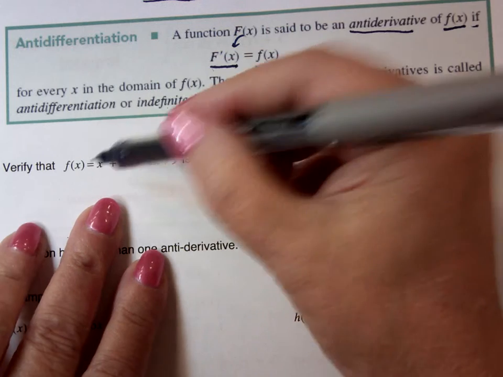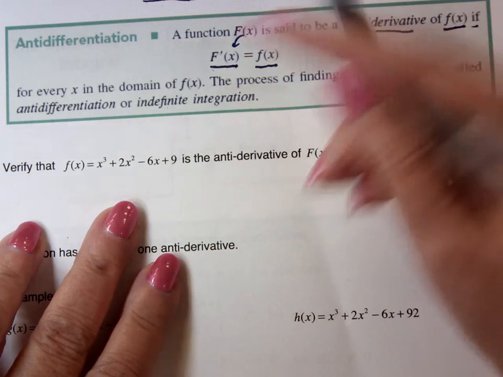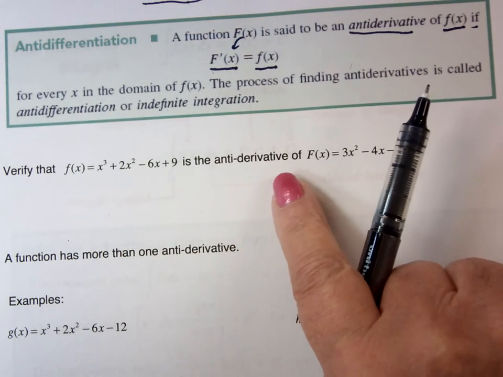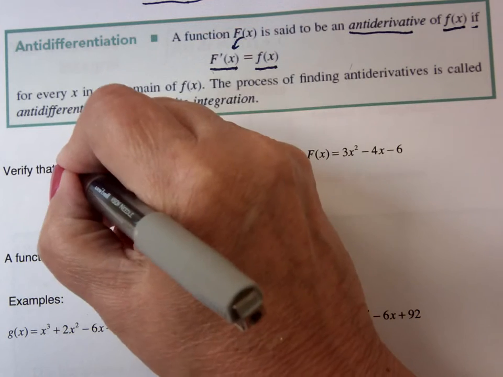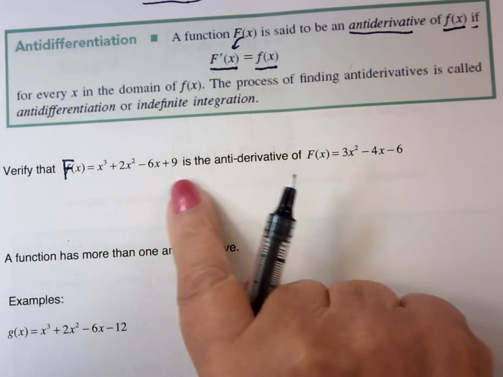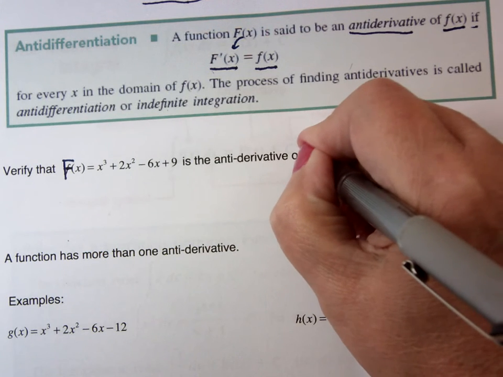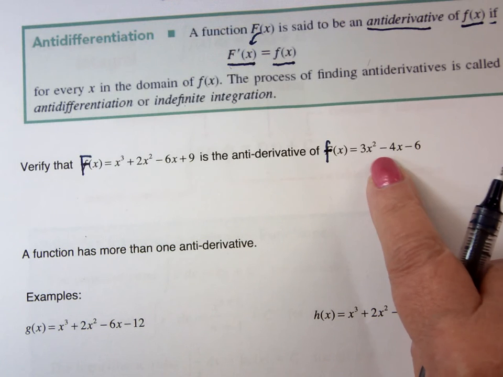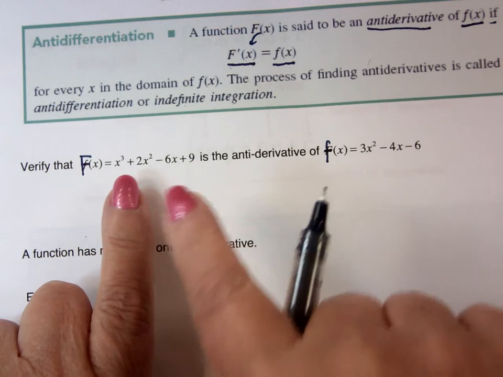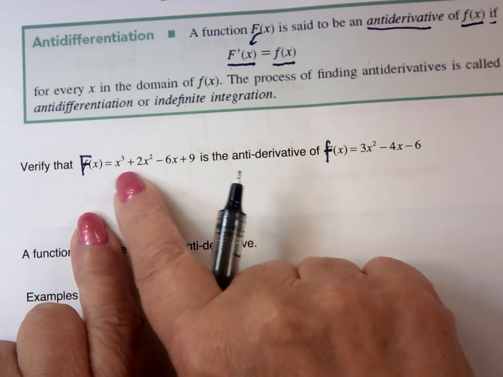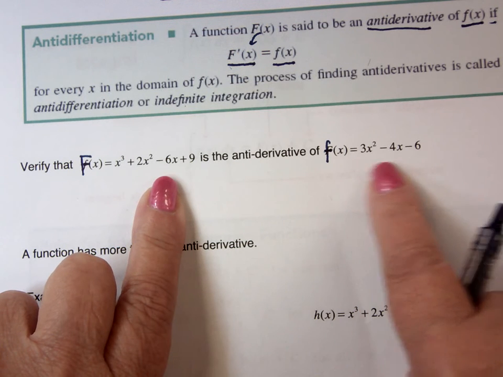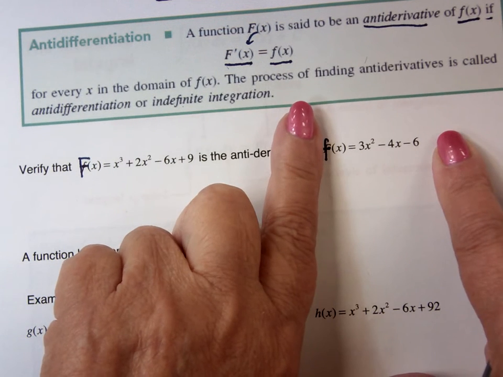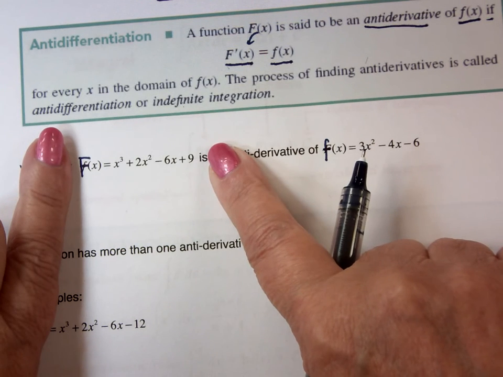So it says verify that little f, this guy, and I think I may have these backwards, so that this should be big F here, is the antiderivative of this guy. So verify that x cubed plus 2x squared minus 6x plus 9 is the antiderivative of 3x squared minus 4x minus 6. That says that if I differentiate big F, I should get little f. So this was the derivative, right? And this is what I had to differentiate to get it.